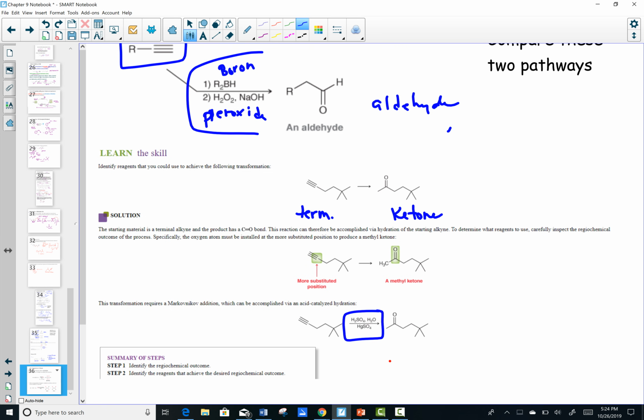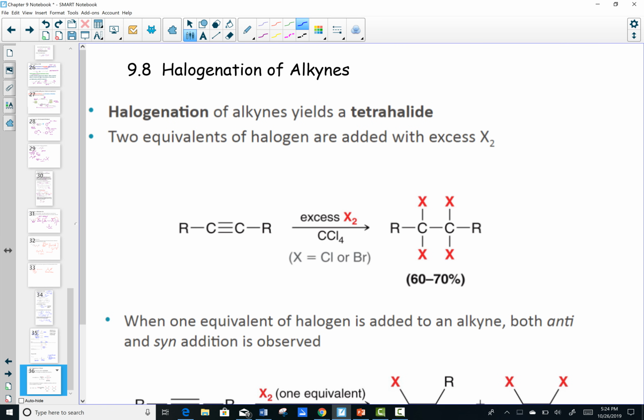And I am pleased to say that this is the last slide for lesson 2 and by far the easiest section in our chapter. And I like to end it with one slide for an easy section. It's called the halogenation of alkynes. The halogenation of alkynes means I'm going to take either diatomic chlorine or diatomic bromine and fill the pi bonds until I saturate the compound.